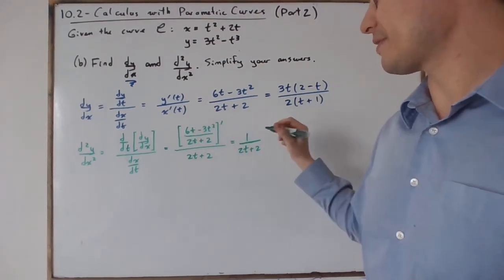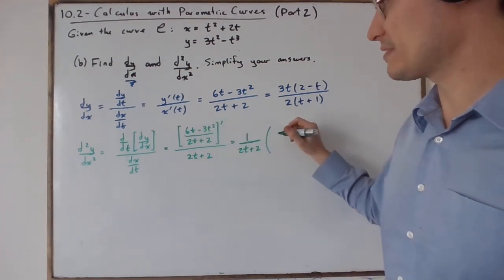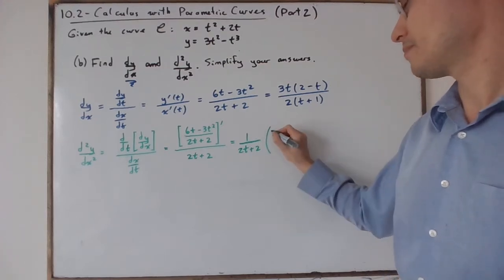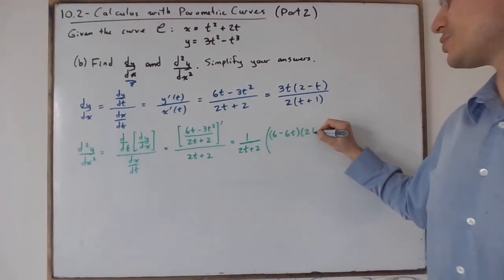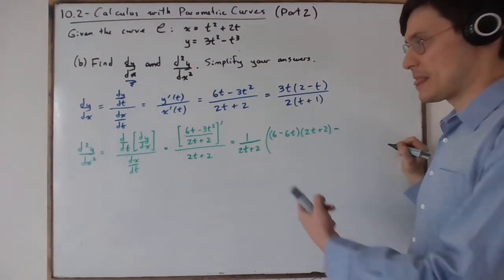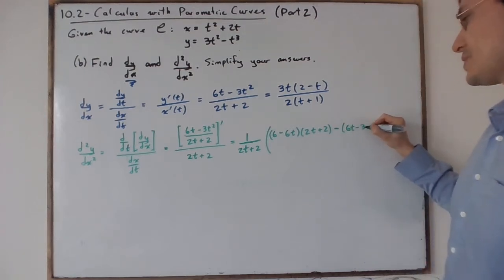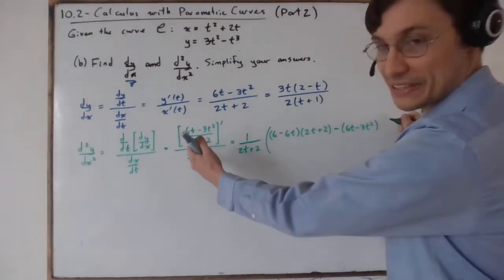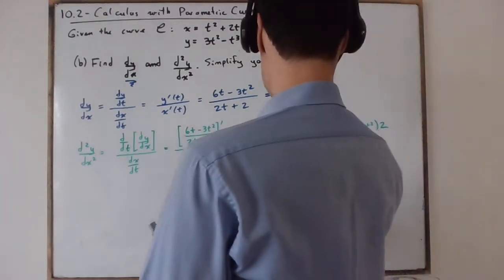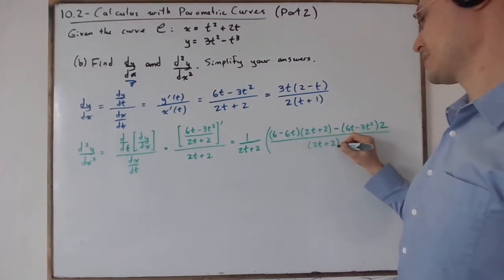So the derivative of the top is going to be, let's actually put a bracket, 6 minus 6t times the bottom, which is 2t plus 2, minus the top, 6t minus 3t squared, times the derivative of the bottom, which is simply 2. And all of this is being divided by 2t plus 2 squared.